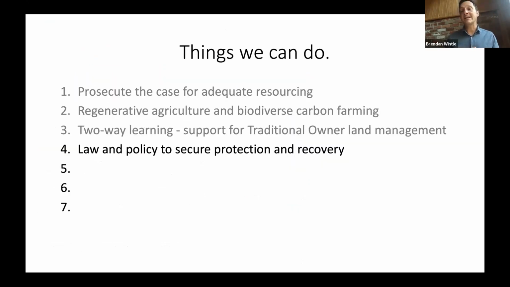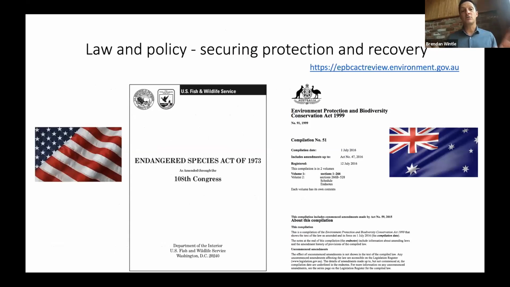What else can we do better? We need our laws and our policies to secure protection and recovery of species. I just want to contrast to you an act that works, the Endangered Species Act in the United States. It's not perfect, of course, but it works, against the Australian EPBC Act. We have a chance to renovate the Australian EPBC Act, but we also have a chance for it to get a lot worse under the current EPBC Act review.